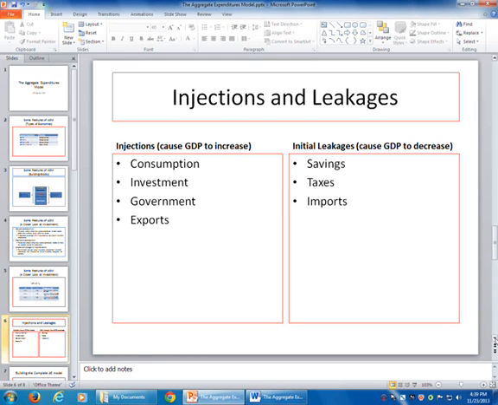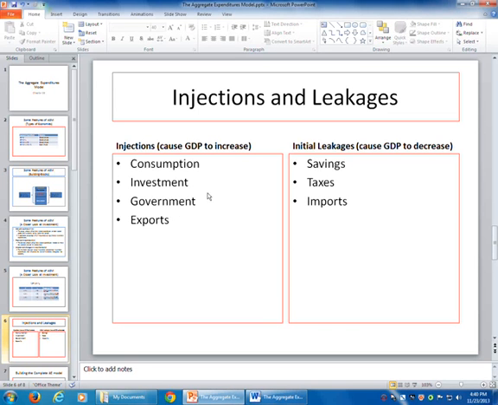Now, another dynamic set of things that will take place in the model will be the interactions between what are called injections and leakages. You can think of injections as things that, when they increase, cause GDP to increase. For example, if we have more consumption, GDP gets bigger. If we have more investment, GDP gets bigger. If we have more government spending, GDP gets bigger. If we have more exports, GDP gets bigger, because when the goods are sent to other countries, income flows back to the United States, which bolsters the level of GDP.